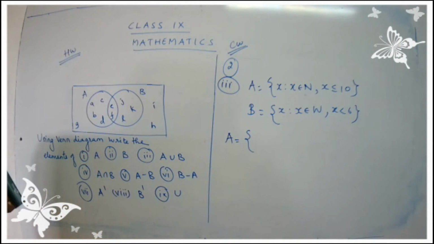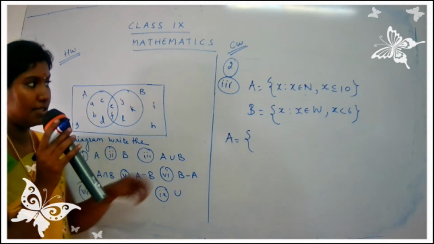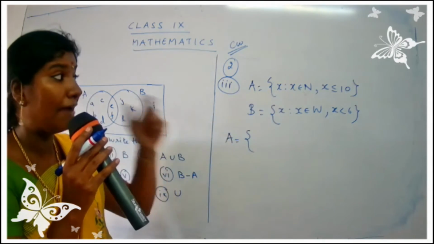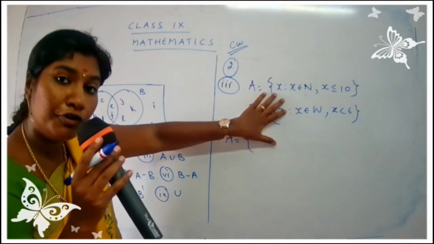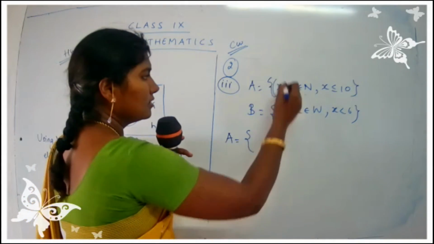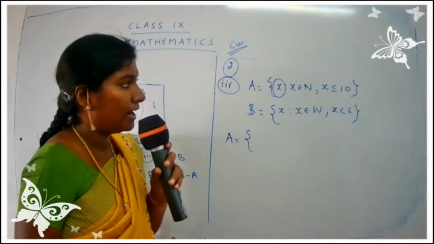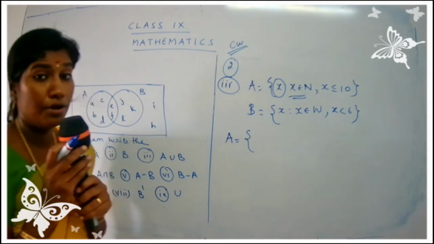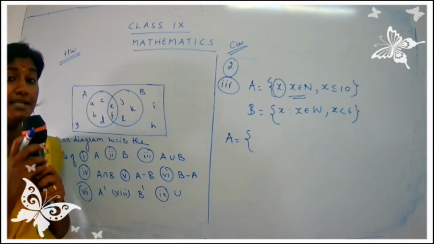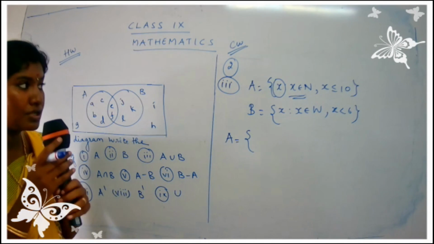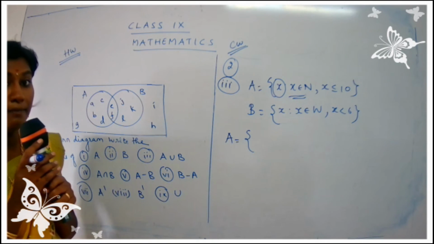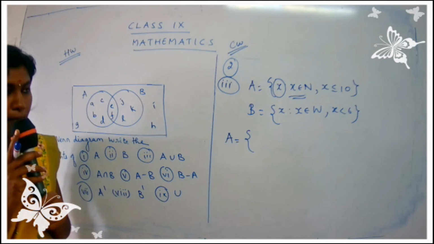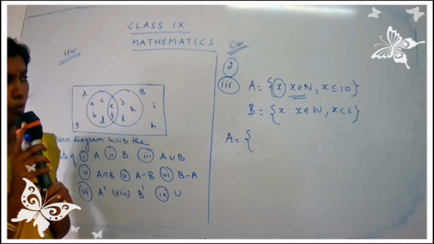So A is equal to, let's start with A. So what is A here? A is equal to x such that x belonging to N. You have 3 conditions over here. What are we going to do? We are going to find the value for x. Okay. X belonging to N. That means you are going to take the value for x as a natural number. What is the natural number, children? Yes, it begins with 1. The first number is 1. Natural number starts from 1. Good.